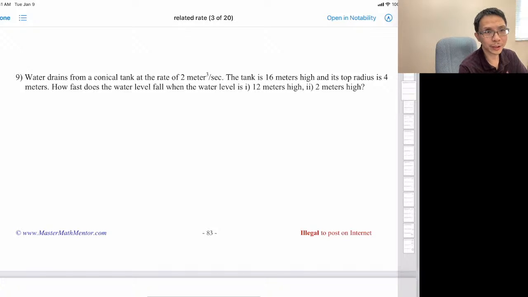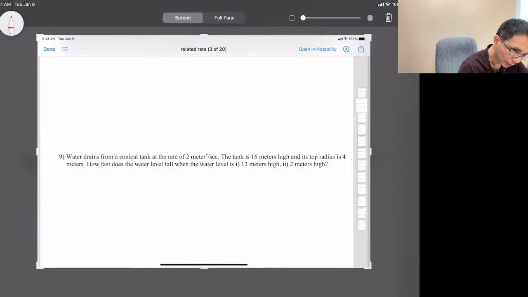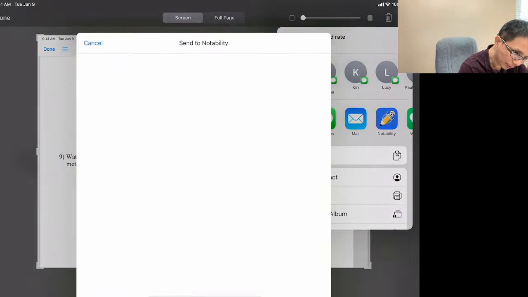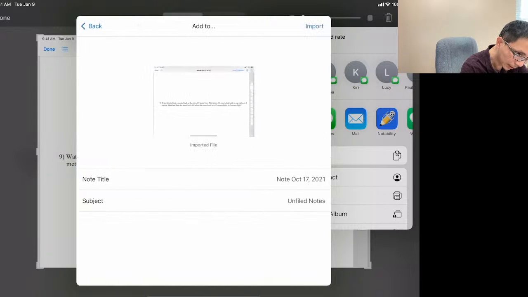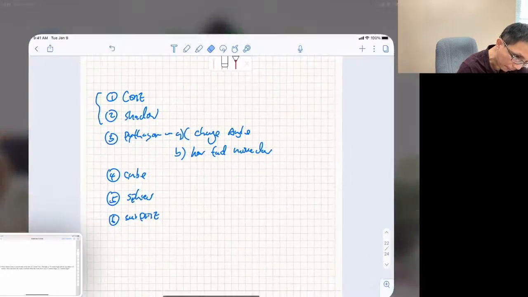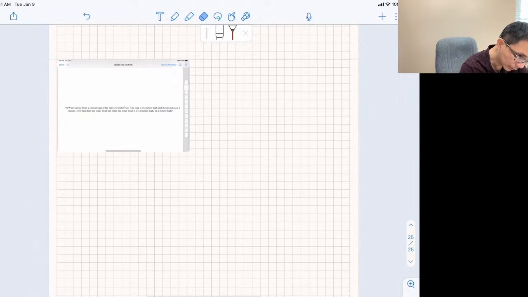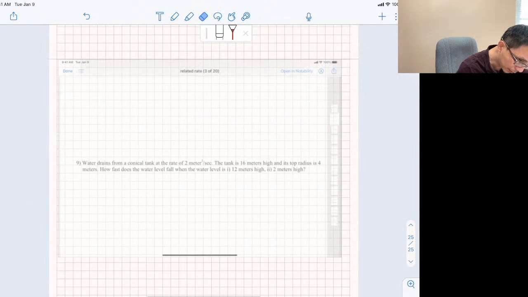Water drains from a conic tank at a rate of 2 meter cube per second, and the tank is 16-meter height. So we're going to use this problem. So we're going to put it on the thing. Import done. Okay, so this is a question that we're going to be dealing with.